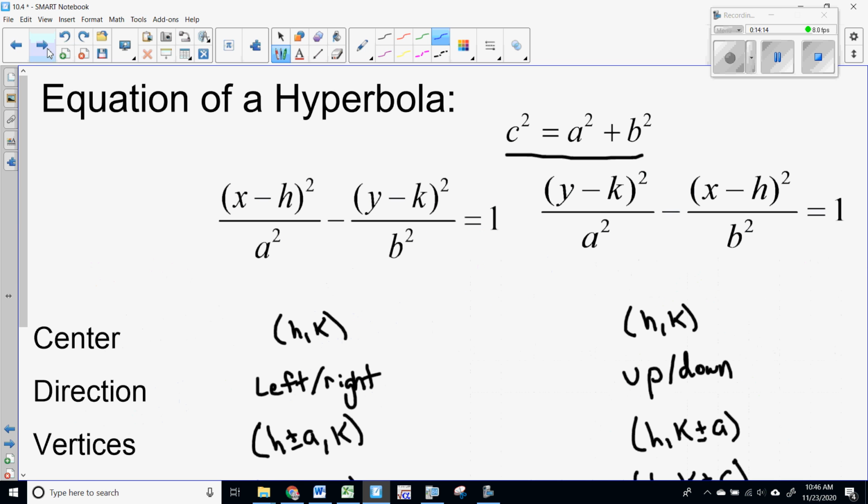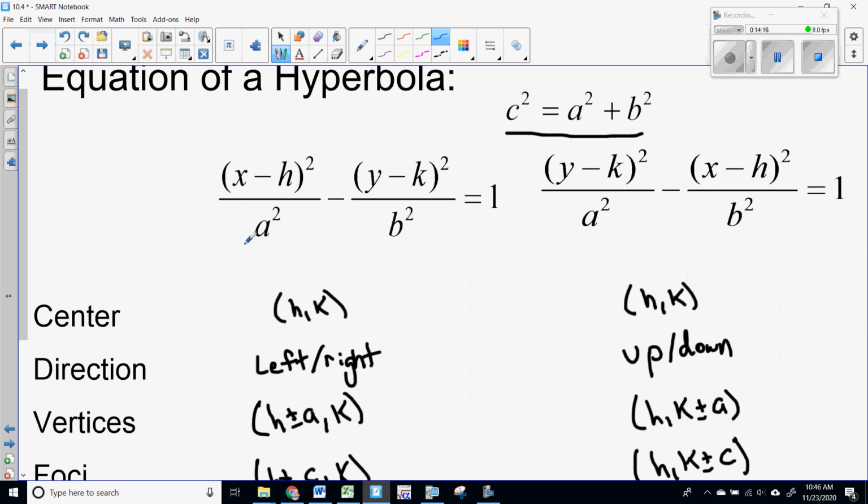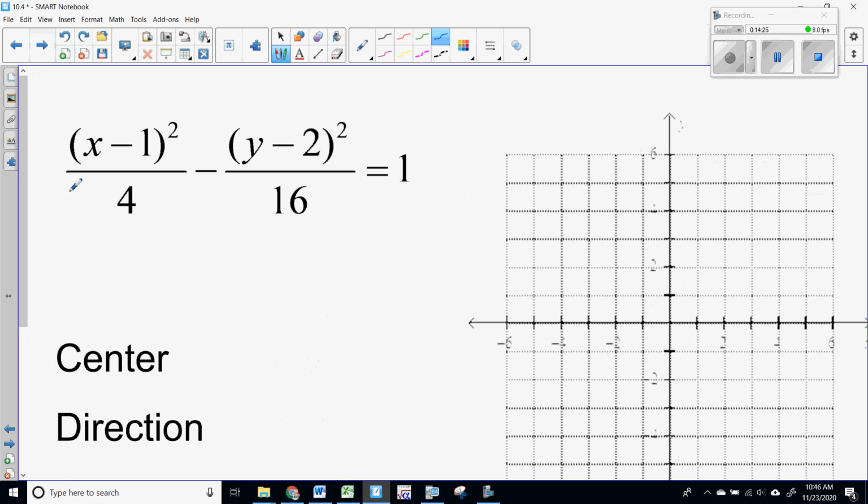So it really comes down to, is the x first, so the a is underneath the x, or is the y first, so the a is underneath the y. So it's a little bit different than ellipses where your A was always the biggest one. Here, your A would be 2 because it's always the first one.